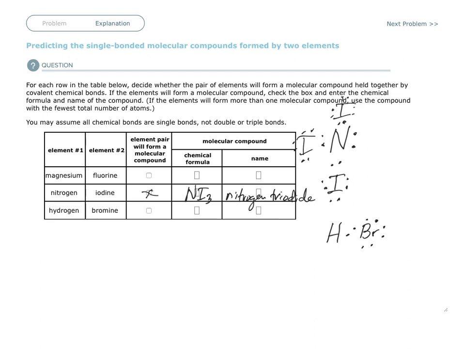So this is also going to form a molecular compound, because hydrogen is a nonmetal, even though it's in group 1. Bromine is a nonmetal, so it's a nonmetal with a nonmetal. That's molecular. Its chemical formula is HBr, and you would name it hydrogen bromide.